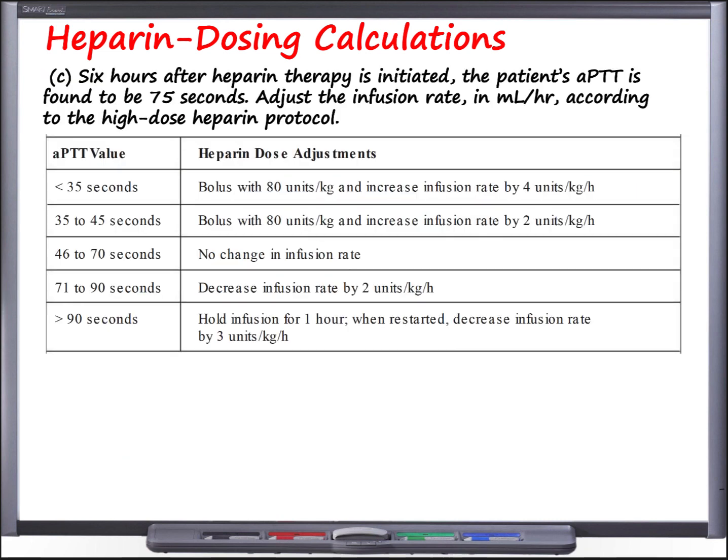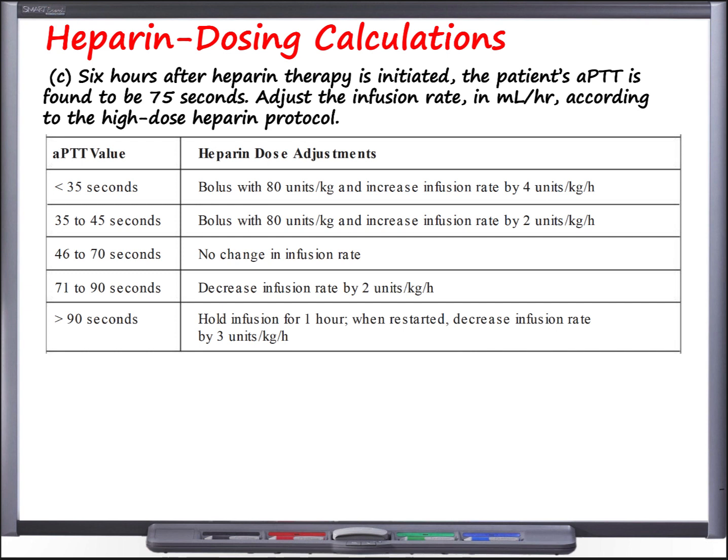The third part of this question was: 6 hours after heparin therapy is initiated, the patient's APTT value was found to be 75 seconds. Adjust the infusion rate in milliliters per hour according to the high-dose heparin protocol. What I show you here is an example of a heparin protocol. If you look on this table, you can see a desired APTT value is between 46 and 70 seconds.